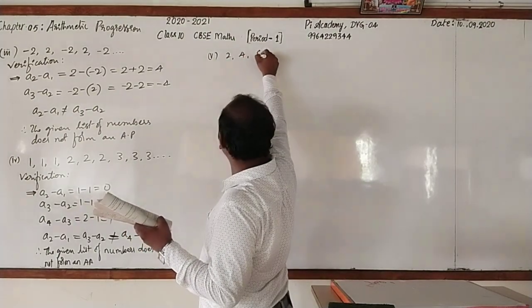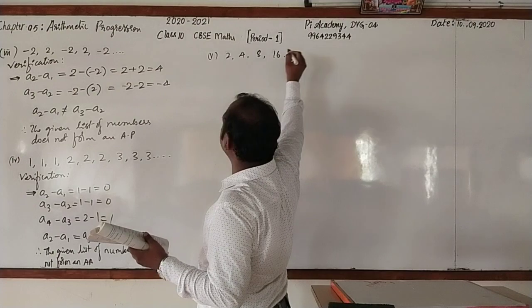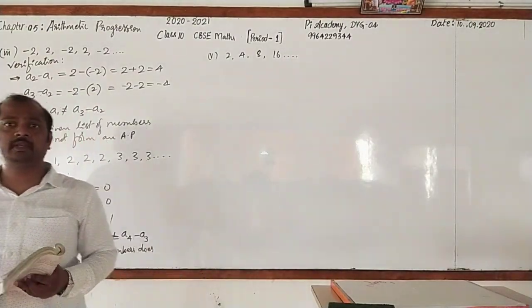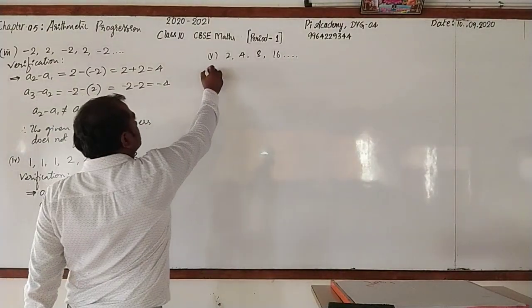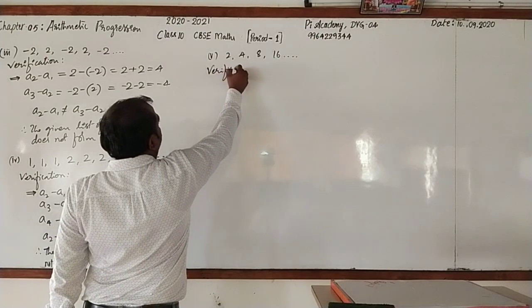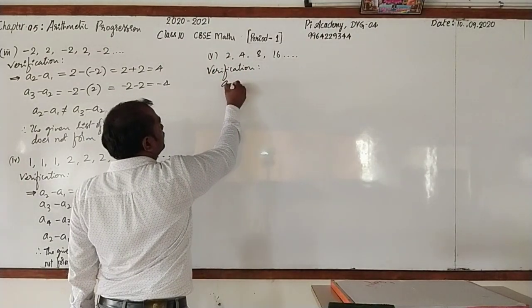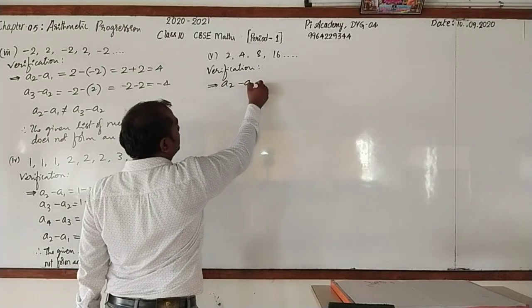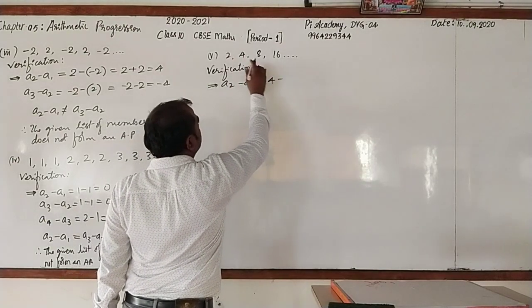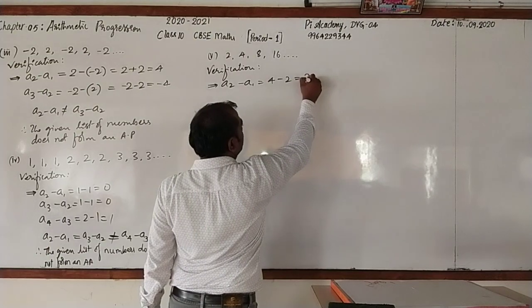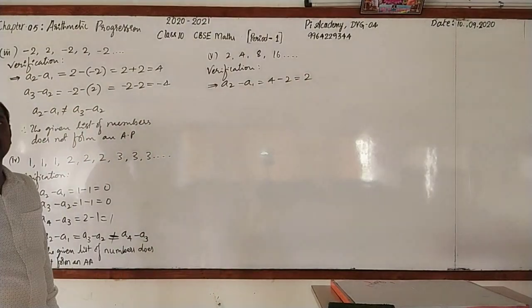2, 4, 8, 16. Does it form an AP? Check it out. Right. Verification. Find out first A2 minus A1. A2 is 4 minus A1 is 2. 4 minus 2, it is 2.